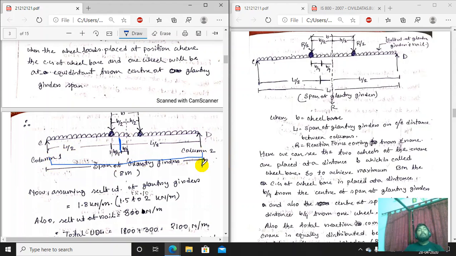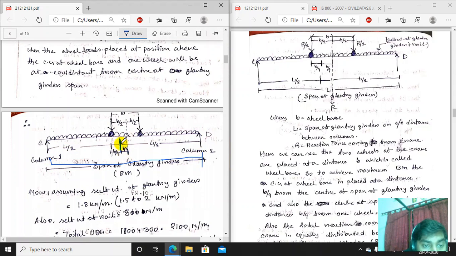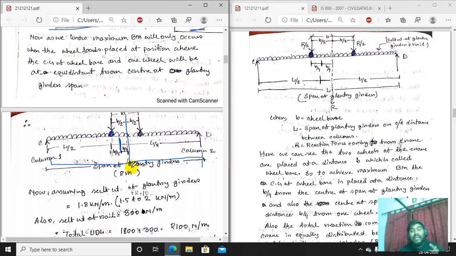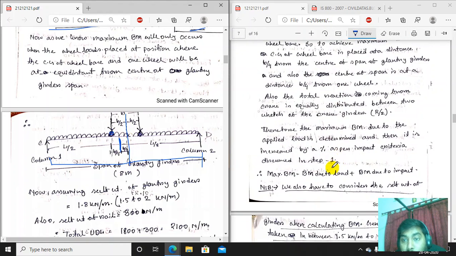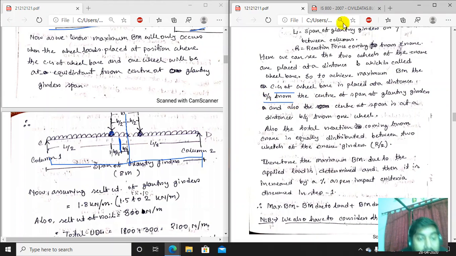Now we are determining the maximum bending moment for a gantry girder. So this is the gantry girder span center line. Now one wheel is placed here and the center line of the wheel base is placed here. It should be equidistant. It is only possible when the CG of the wheel base and another wheel are placed at B/4 distance from the center of the span, one wheel at B/4 and the center line of the load at the other B/4.